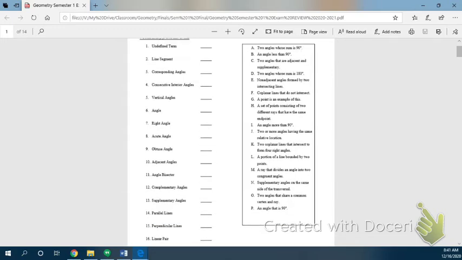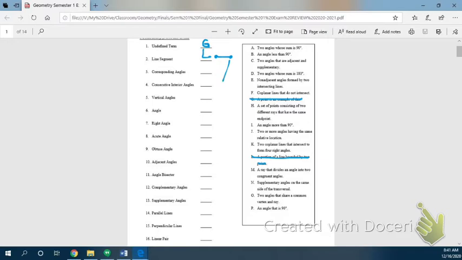Okay, so an undefined term. A good example of that would be a point. So G says a point is an example of this. A line segment is when you have a line that has points at the end of it. So that would be L, a portion bounded by 2 points.